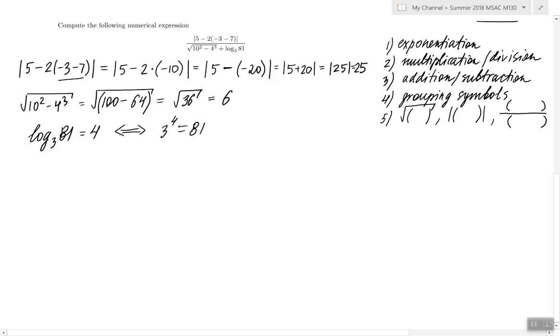So after we worked out the expressions inside of the absolute value, inside of the radical and the log, now we can put it back together into this division. So in the numerator we have now 25, in the denominator we have 6 plus 4. And now it's a very simple expression. We just perform the operation in the denominator first, and as a result we get a fraction, 25 over 10, which can be reduced by 5. So the final answer is 5 halves.